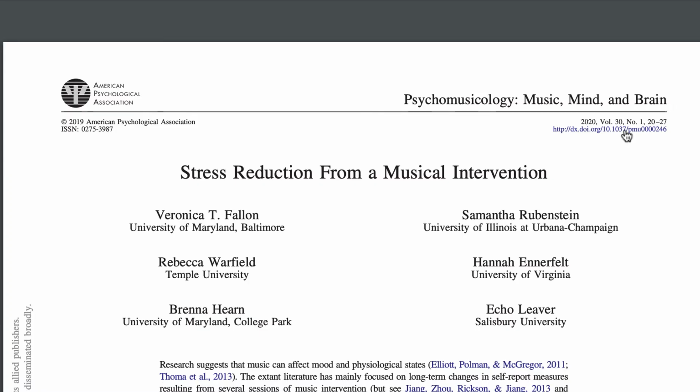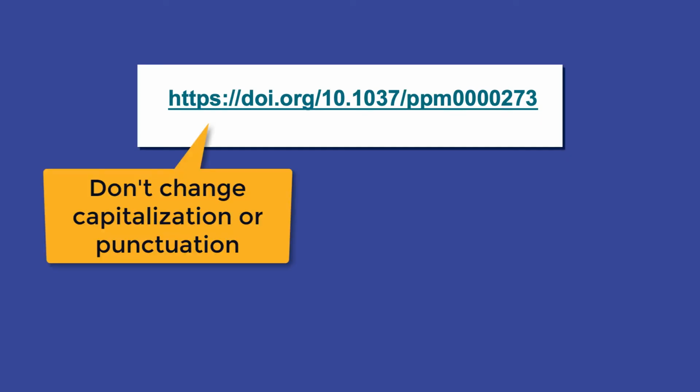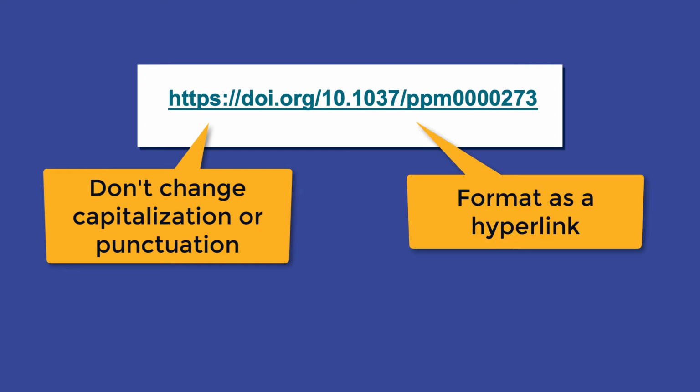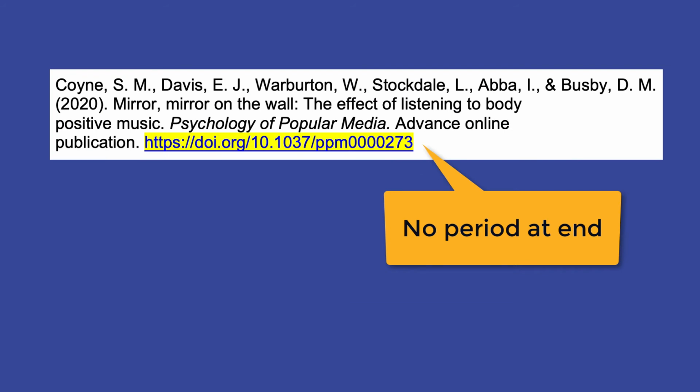When creating a reference, copy and paste the DOI directly from your web browser into your reference list to avoid transcription errors. Also, make sure not to change the capitalization or punctuation of the DOI. Because DOIs are links, you can format them like a hyperlink by making them blue and underlined, or you can keep them as plain text. Finally, don't add a period after the DOI because this may interfere with the link functionality.